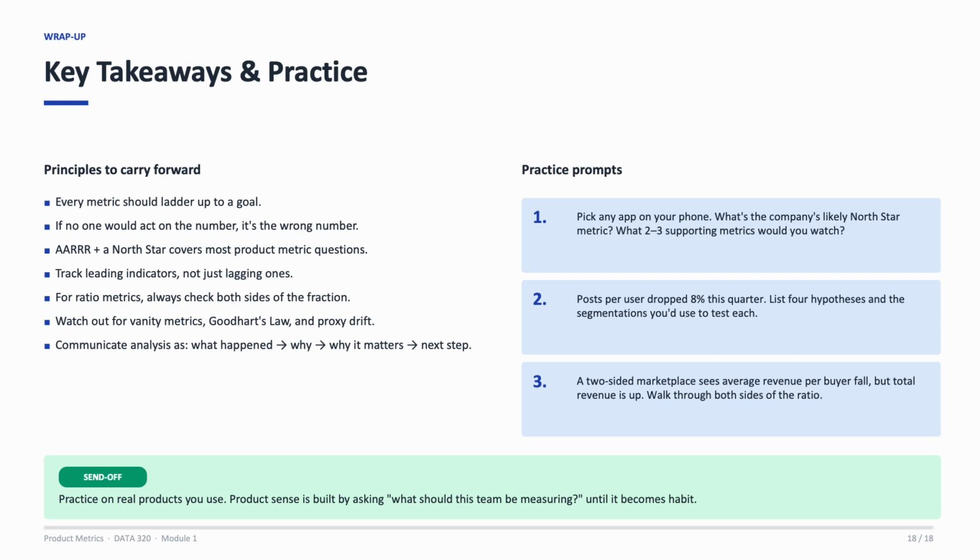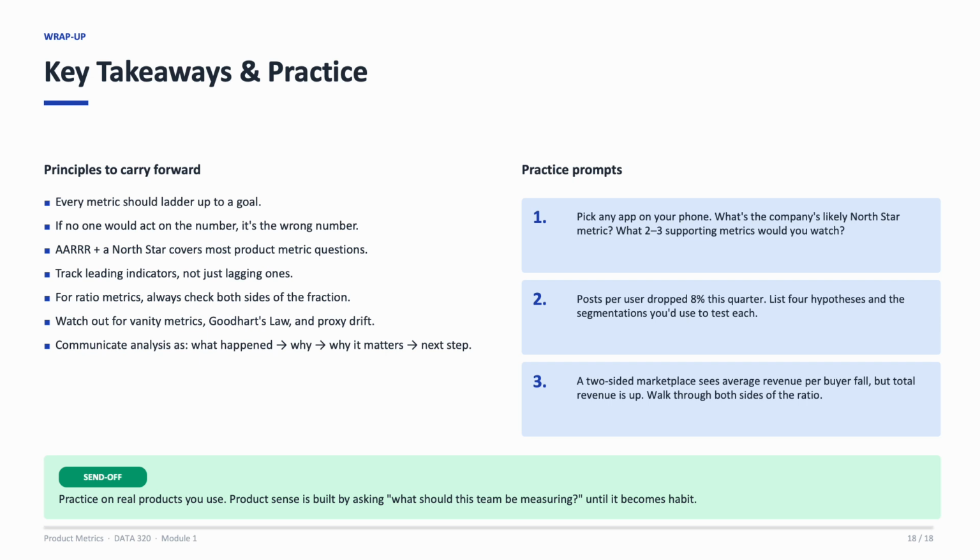And you can post your answers to these questions in the student learning session on the discussion board. And yeah, just practice on the real products you use until it becomes a habit, and keep asking the right questions.